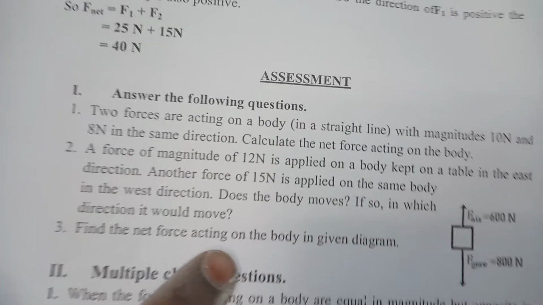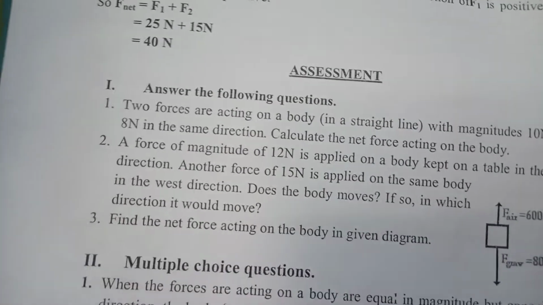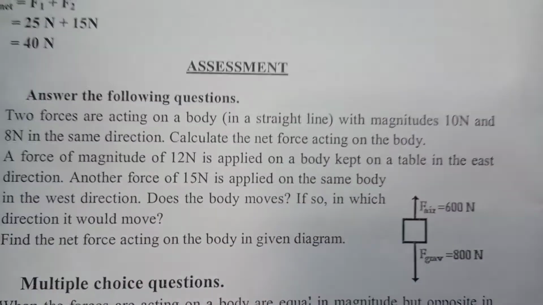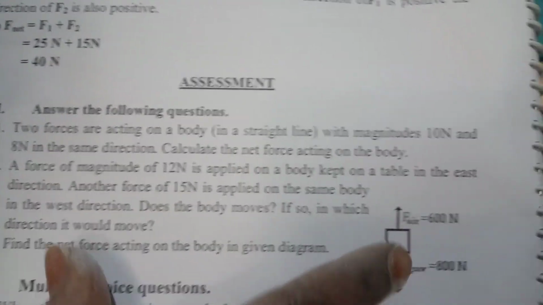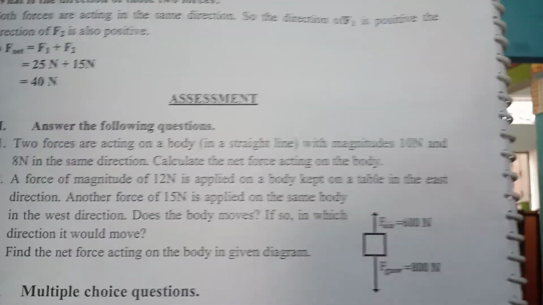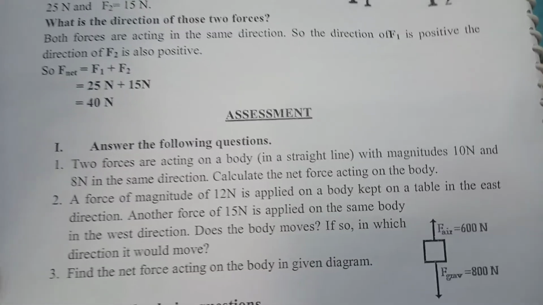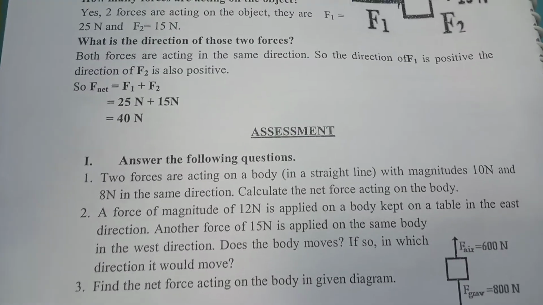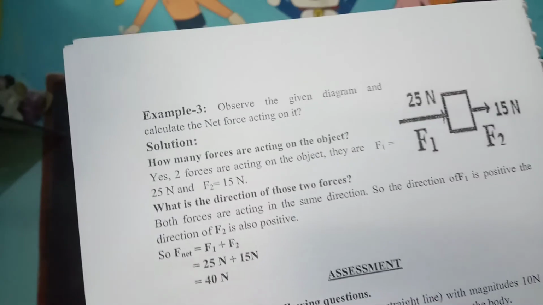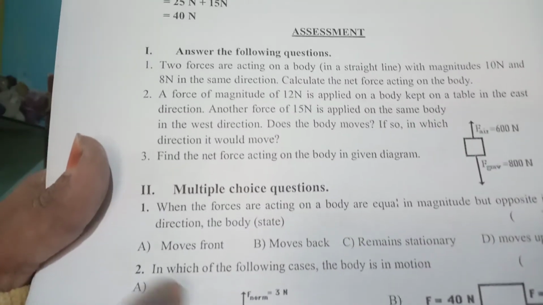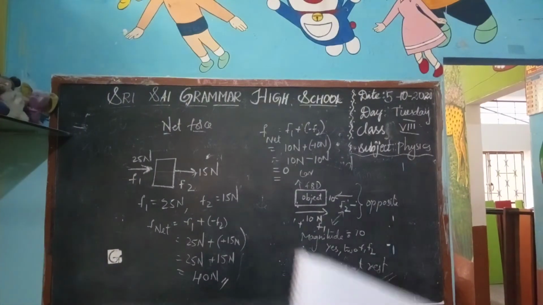Everyone observe the third one. Find the net force acting on the body in the given diagram. Here is the given diagram. We don't know whether the body is at rest. They have given 600 and 800, which are in the opposite direction. We can take F1 as 600 and F2 as 800, substitute in the F net formula and get the answer, to say whether the body is at rest or in motion. They have also given some multiple choices. I am going to share it in the group and everyone complete it.